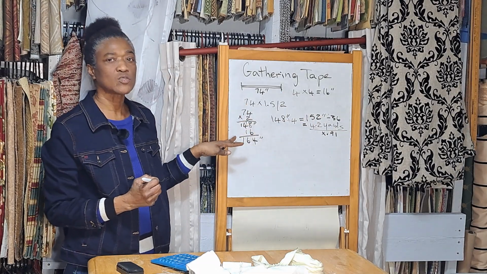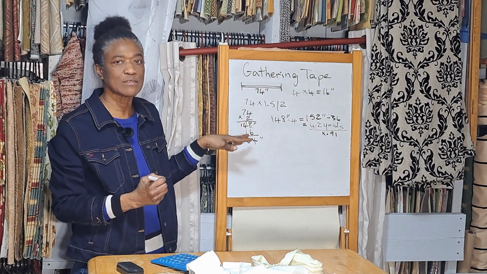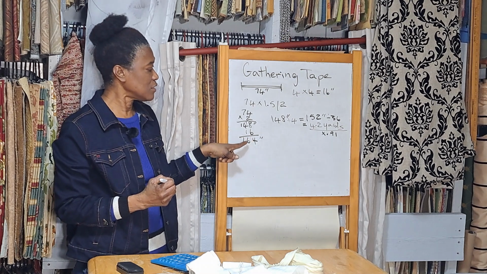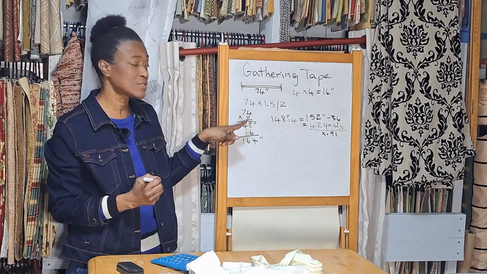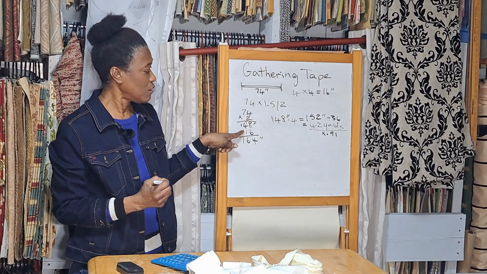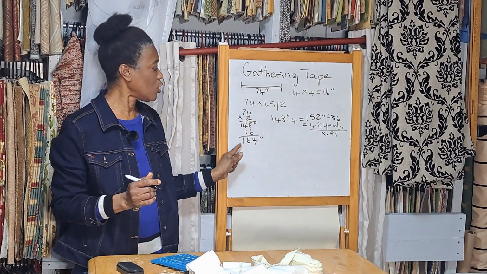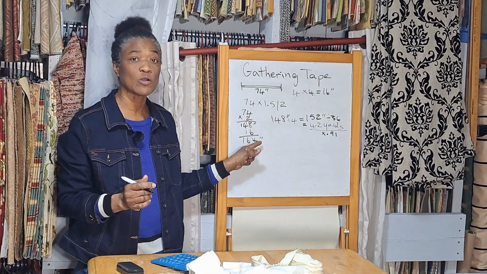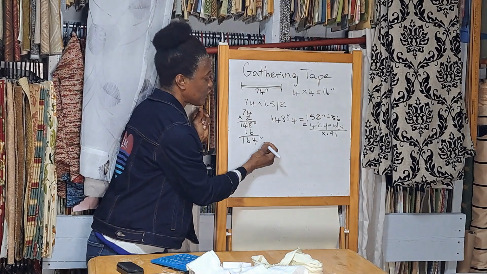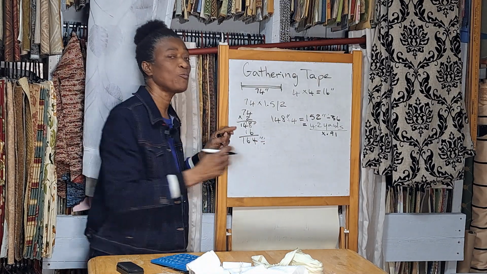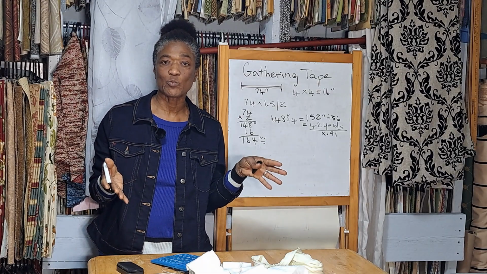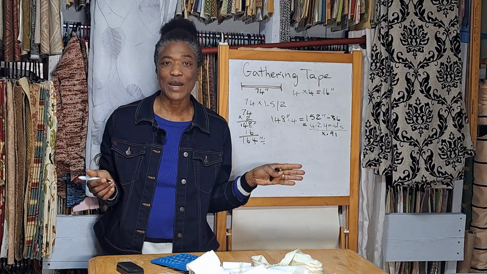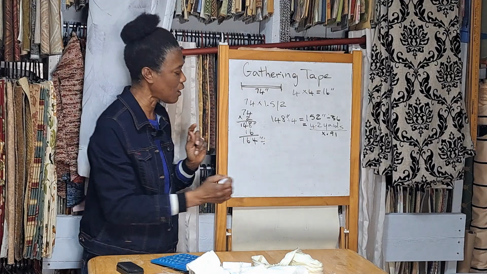Now let's get back to how much fabric we need. We've established that the width of our fabric, which includes the hems, is 164. Now we need to divide this by the width of our fabric. I'm going to use a 54-inch width fabric, so I'll divide by 54. That's a pretty common width.